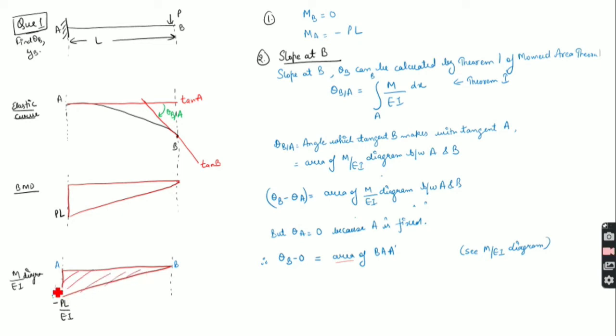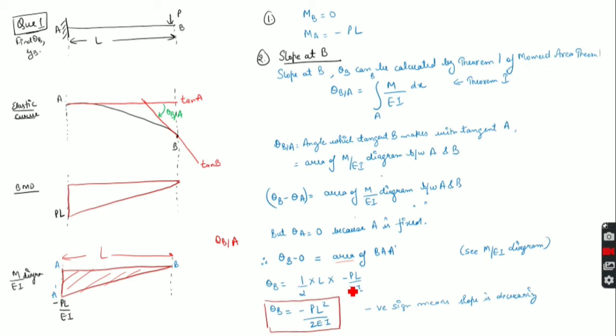I am taking the whole shaded region because we have to find theta BA. So we have to take the bending moment diagram between A and B, which is basically the complete bending moment diagram. So we will take this whole area. This is a triangle, so half into base into height. The base is length L, and the height is PL by EI with a negative sign. So it will be half L into minus PL by EI. So we get theta B equal to minus PL square upon 2EI. Quite easy to understand. This is how we calculate slope.